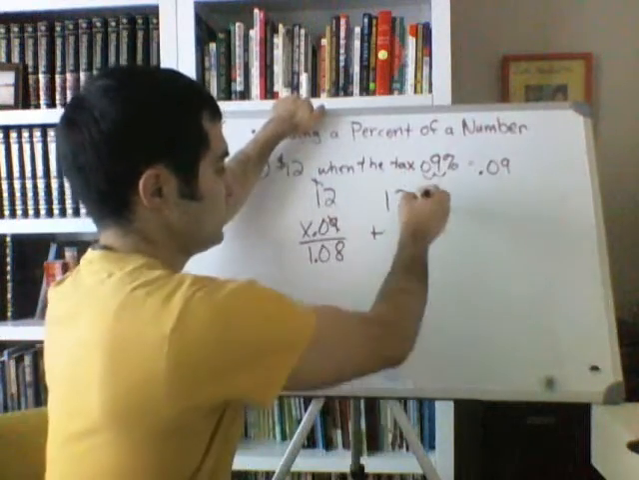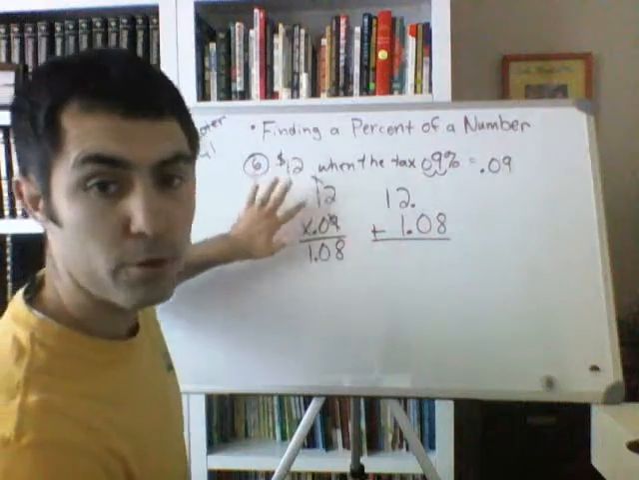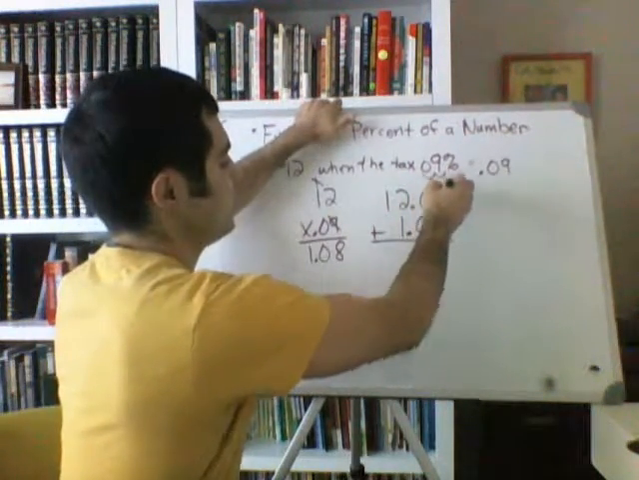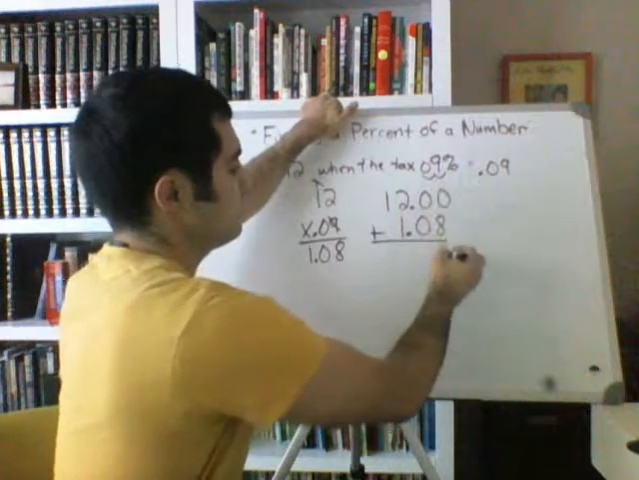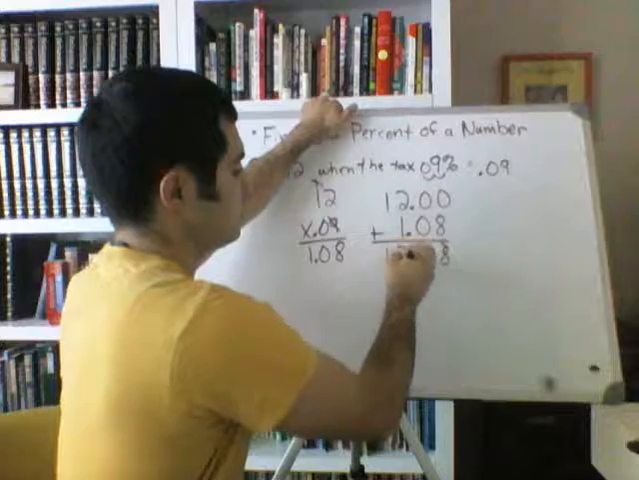Okay. Notice when you're adding and subtracting, you do have to line up your decimal points. Multiplying and dividing, you do not. So I'm going to add some placeholder zeros to help me out here. 8 plus 0 is 8. 0 plus 0 is 0. And then 12 plus 1 is 13.